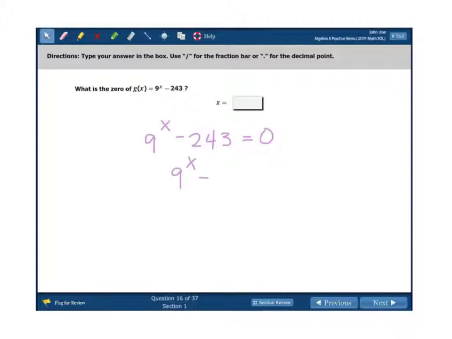Now, of course, you guys could put this in a calculator and try to find it that way. You can graph it and find a 0, but I want to do this algebraically on the paper, screen, whatever. So now I have an exponential equation, and the only way we learned how to deal with exponential equations was to get the two sides to match bases.